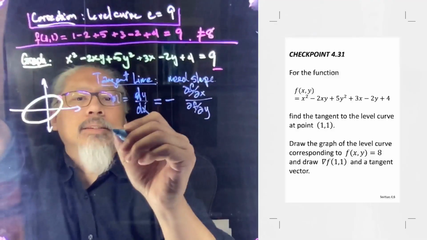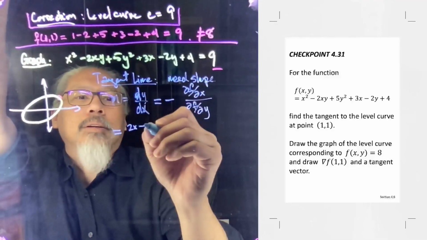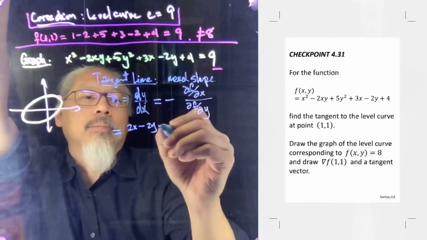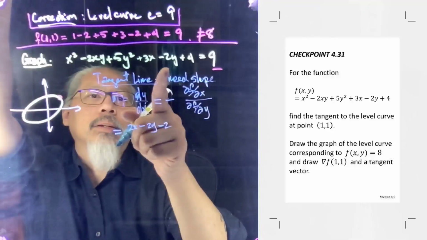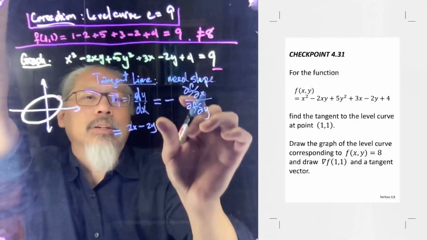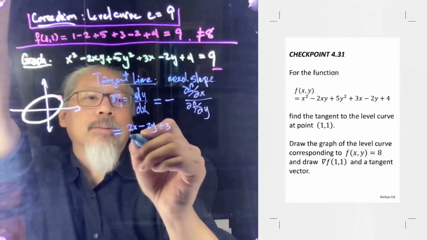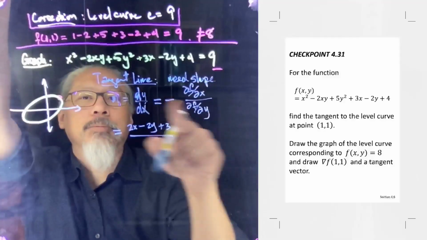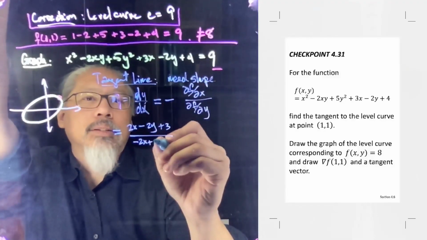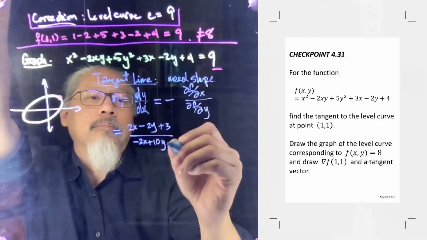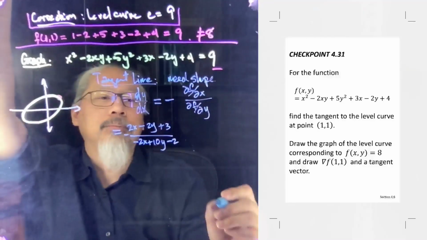The derivative with respect to x is going to be 2x minus 2y. Oops, let's call it a plus 3 because we're taking the derivative with respect to x. Okay, so that's the numerator. The denominator is with respect to y, and we get negative 2x plus 10y minus 2. And don't forget the negative sign. This is supposed to be a negative.